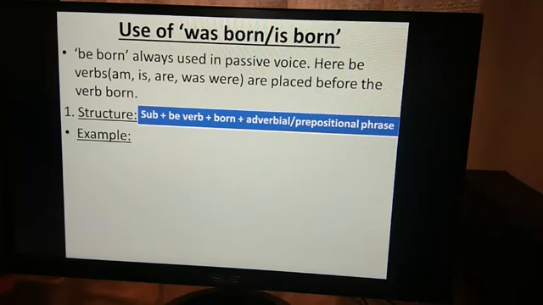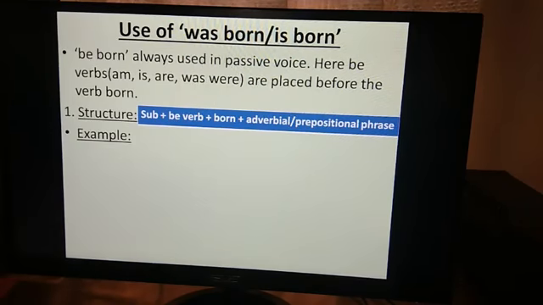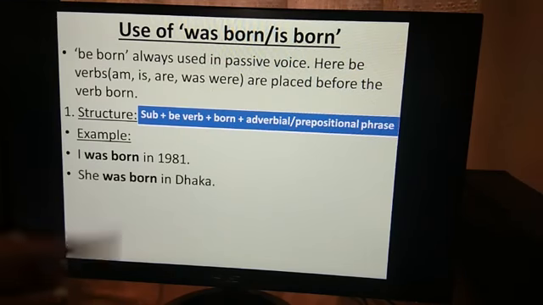Structure: subject plus be verb, am, is, are, was, were, anyone, plus born plus adverbial or prepositional phrase. An example will come like this: I was born in 1981. She was born in Dhaka. According to the rules of time, place, action, 1981 is a year, so preposition in is used here. So I was born in 81. She was born in Dhaka.